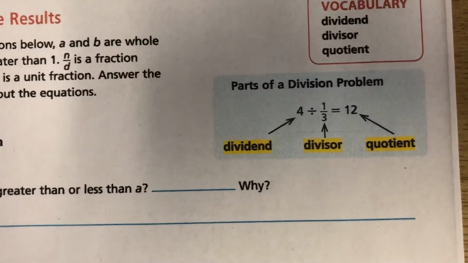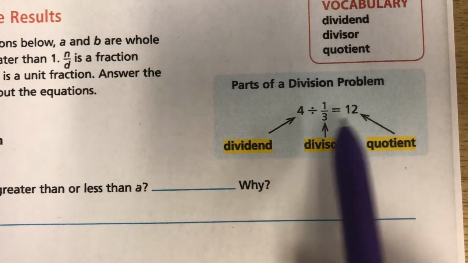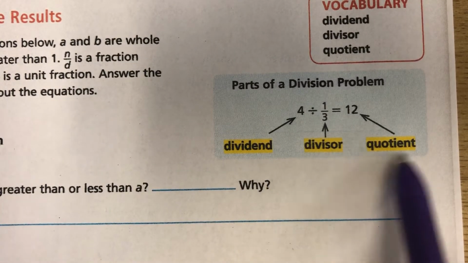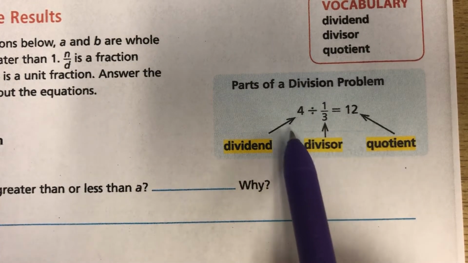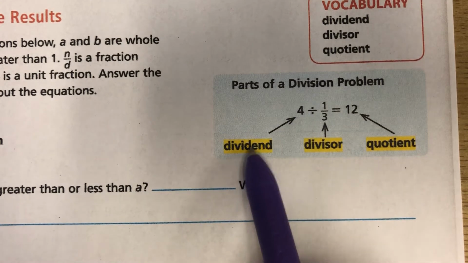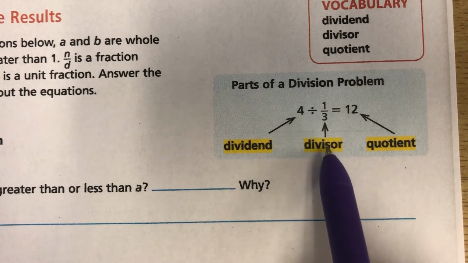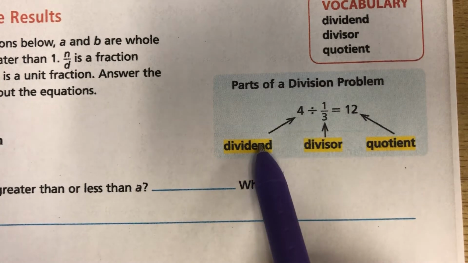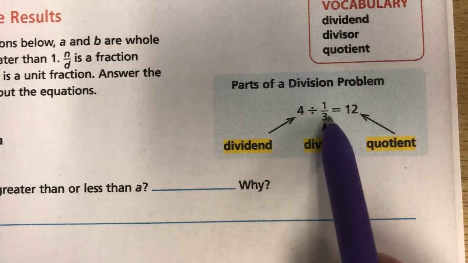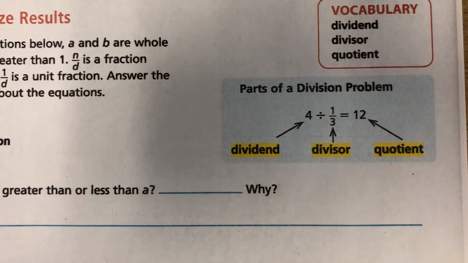There is a nice little vocabulary review here. So we know that when we divide two numbers, the result is called a quotient. But the number that we are going to divide up is called the dividend. And the number that we're dividing it by is called the divisor. So 4 is the dividend, the number I'm dividing up. It's being divided by 1/3, the divisor, and the result of it gives us a quotient.